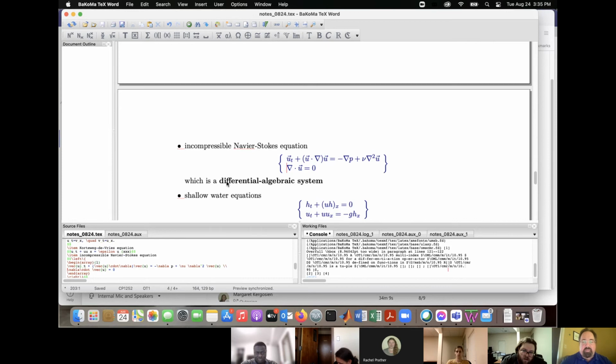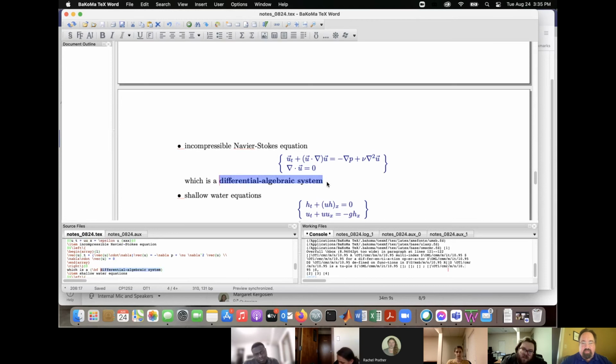So this is what makes it called a differential algebraic system, because this condition included with it makes it a more difficult system of equations to solve. It's not just a differential equation; it's a DAE, differential algebraic equation. If it was simply compressible, then this condition wouldn't be here, and that makes a numerical solution more tractable.